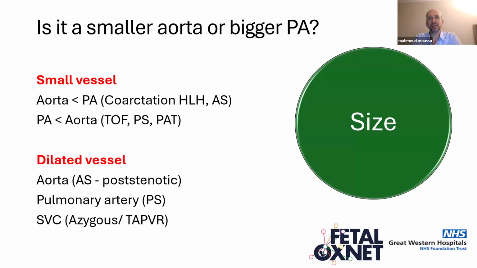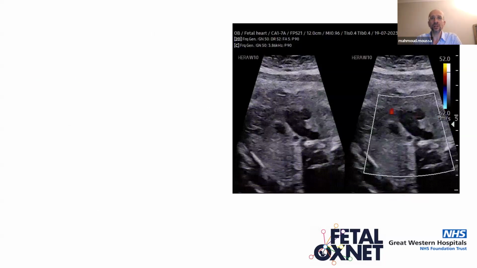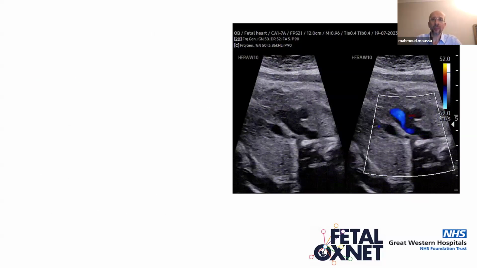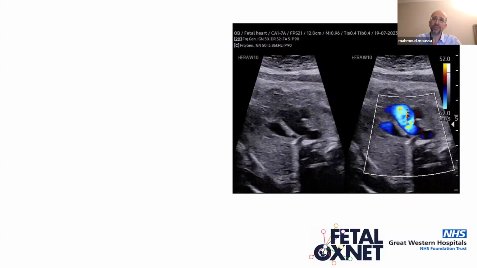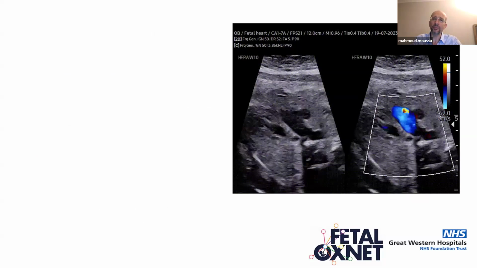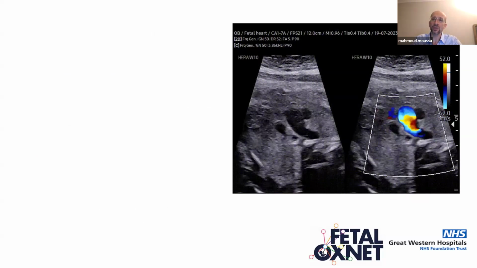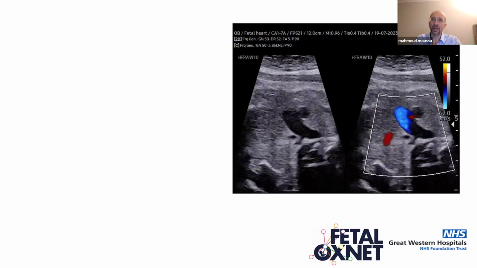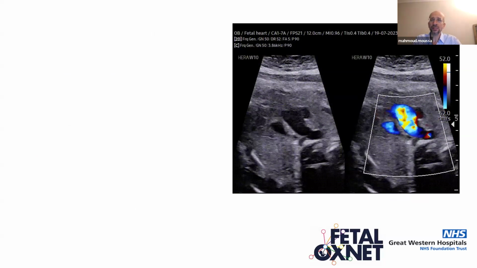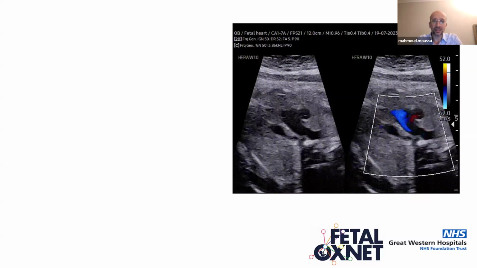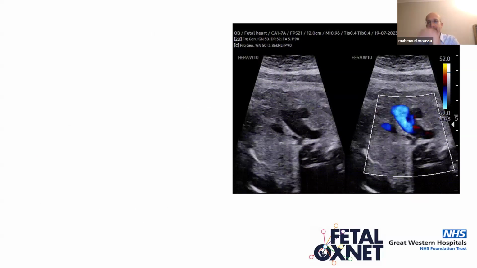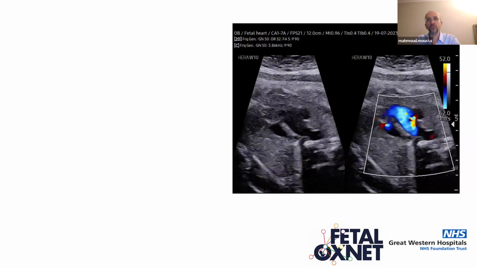We do not examine planes, we examine the entire fetal heart, and this will make you reach the diagnosis much easier. So let's take this example here. In this three vessel trachea view, you can see that the aorta is considerably larger than the pulmonary artery, and the aorta is almost the same size as the SVC. And you can see there is a bit of turbulence at the aortic flow as well.